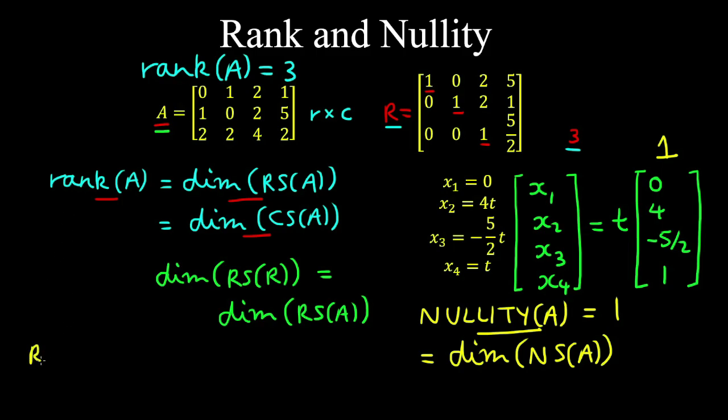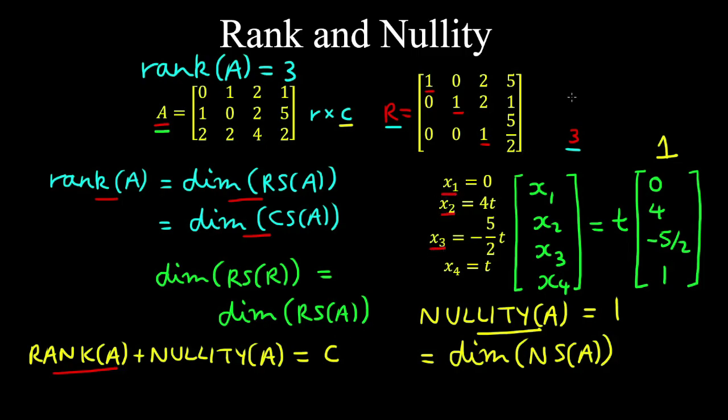And we can see that the rank of A plus the nullity of A is equal to the number of columns of the matrix A. So in other words, the rank of the matrix A is equal to the number of leading variables in the general solution for the homogeneous system AX equals 0, and the nullity of A is equal to the number of free variables or parameters in a general solution. So here we have one parameter, being t.